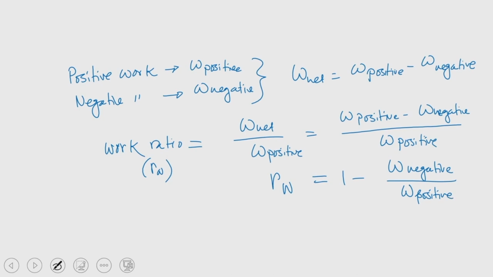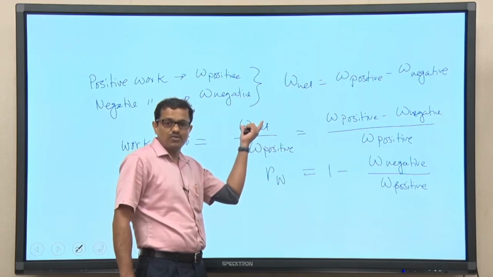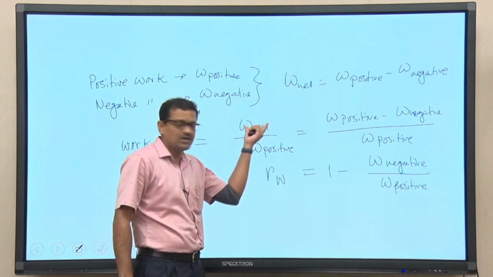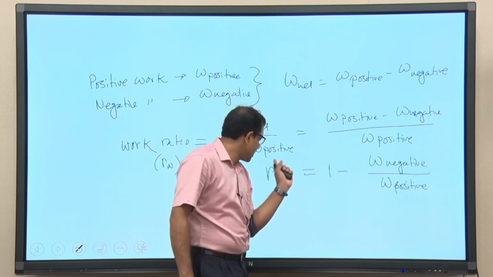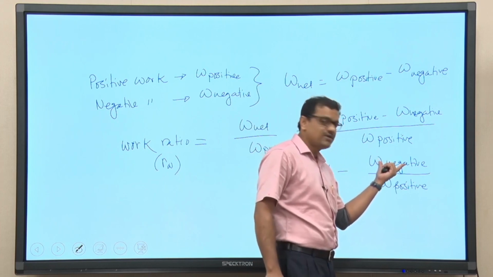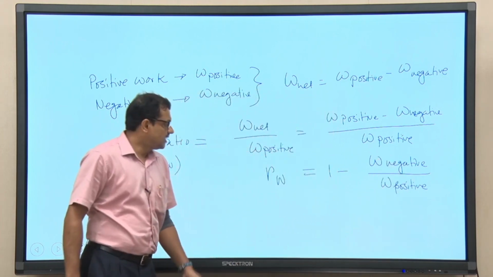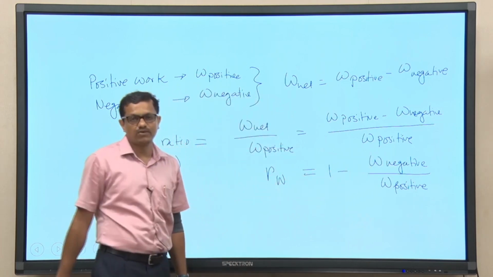What we can see is that our objective should be to have high net work. So, the work ratio should be high, because we are getting positive work from the turbine, but that is not the net work we are getting. The net work we are getting is W net, so our objective should be to increase W net. So, work ratio should be high. From this mathematical expression, if you would like to get higher RW, then the negative work, that is the work supplied to the pump, should be less. If negative work is high, then RW will be less and efficiency of the plant will be less.